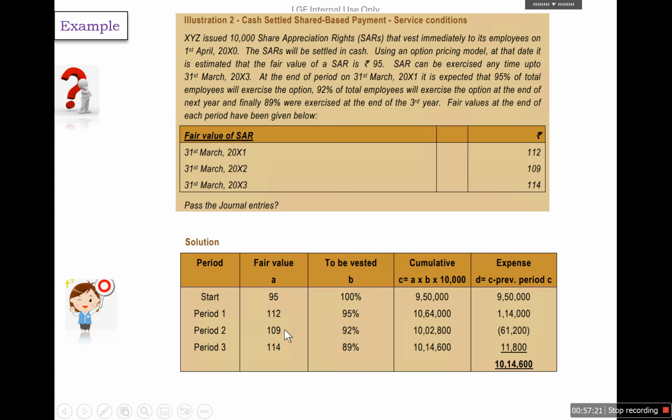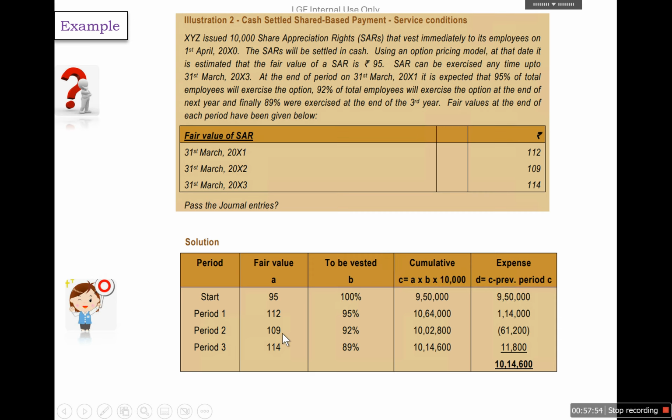At the end of period 3, the value has reduced to 109 and vesting percentage has also reduced to 92%. So 109 into 10,000 SARs into 92%. So amount comes to 10 lakhs 2,800. So it is 10 lakhs 64,000 we have already recognized. So we need to reduce the liability to 10 lakh 2,800. So there will be a gain of 61,000 in expense.